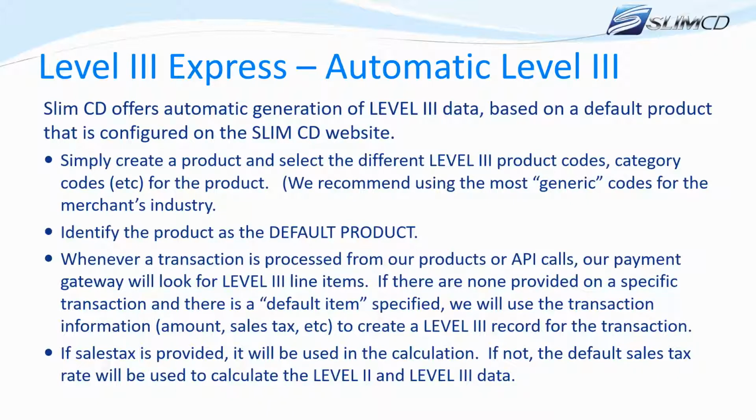Whenever our APIs or any of our user interfaces process a transaction, if there's no Level 3 line items provided, then we'll look up the default item and we'll build a Level 3 item that matches that exact transaction. So if you give us Level 3 items, then we'll use them. But if you don't, we'll search for a default product. Based on that default product, build a Level 3 record that matches the total of the amount for the transaction. We'll reverse calculate the sales tax. If you give a sales tax, we'll use what you're telling us. If not, we'll use the tax rate built into the merchant's profile.